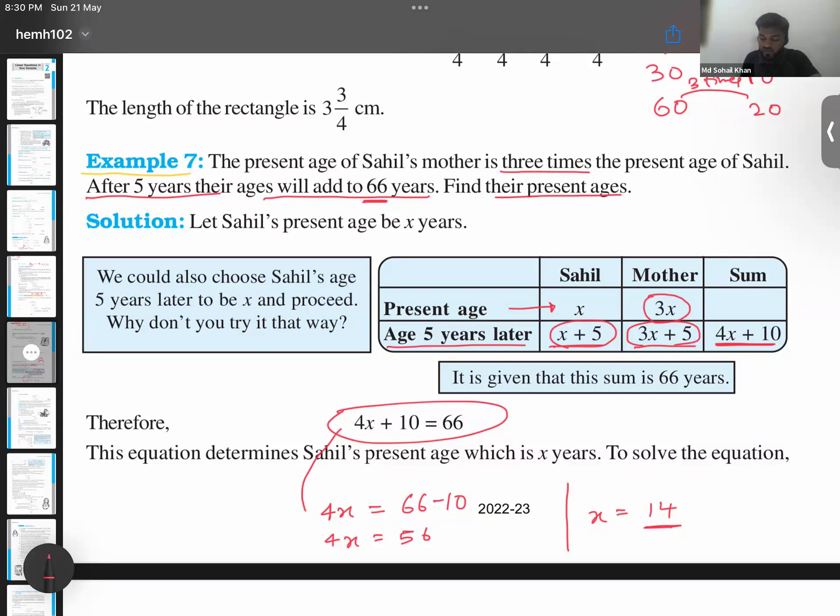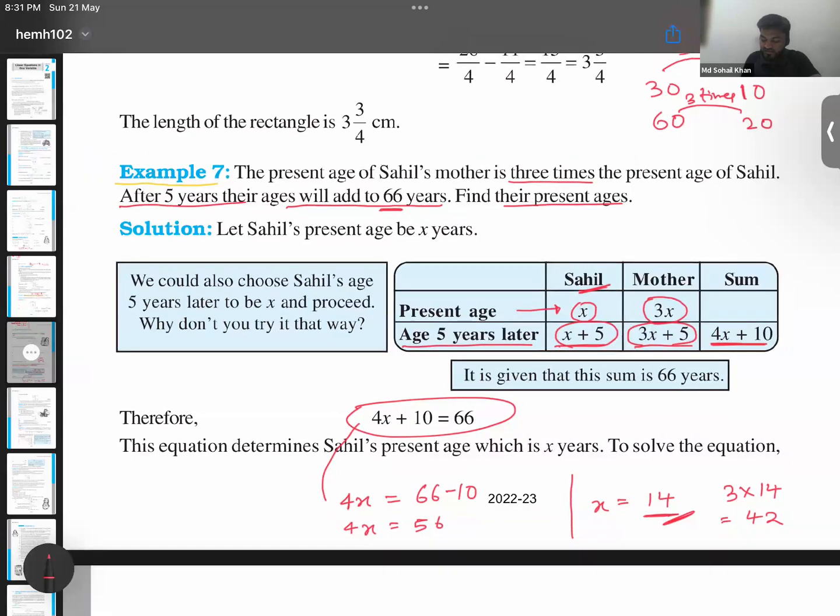Look, we assumed x as the present age of Sahil. So this 14 has to be the present age of Sahil. And what would be the present age of his mother? It will be 3x, meaning 3 multiplied by 14. That will be 42. Okay. So that is the question.